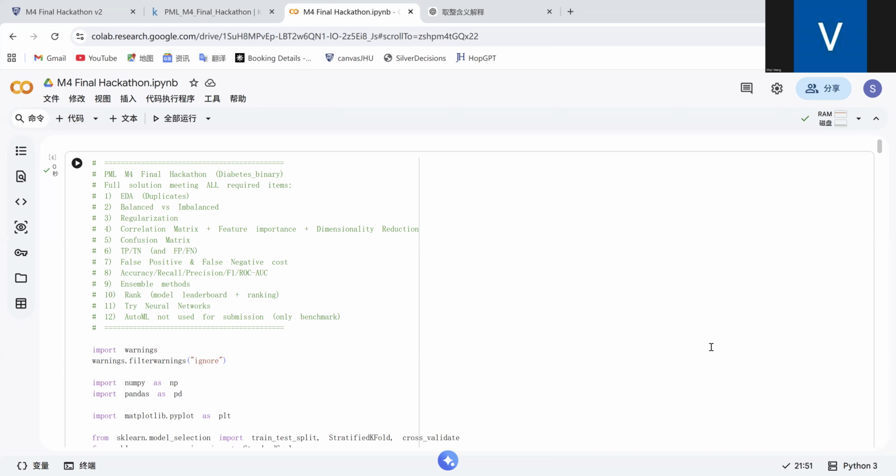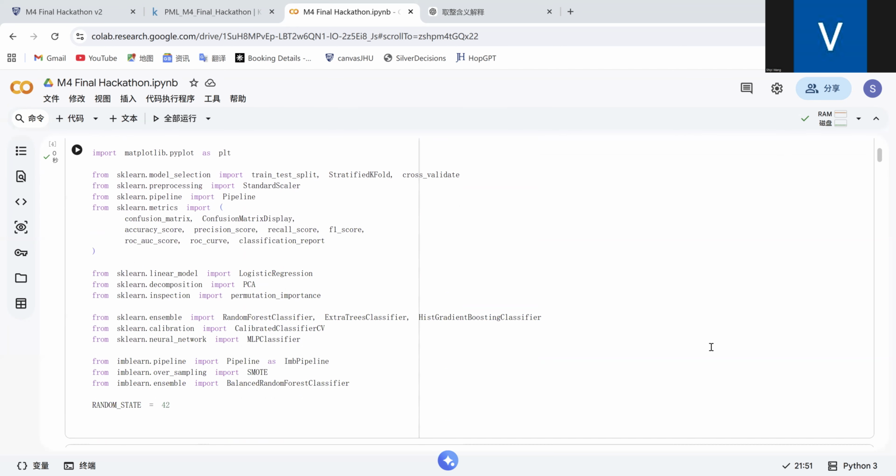In this project, we solve a binary classification problem predicting whether an individual has prediabetes or diabetes using survey-based and health-related features. The target variable is diabetes binary, where 0 indicates no diabetes and 1 indicates prediabetes or diabetes. Because this is a medical risk prediction task, the objective is not just high accuracy, but reliable identification of positive cases, where false negatives are especially costly.